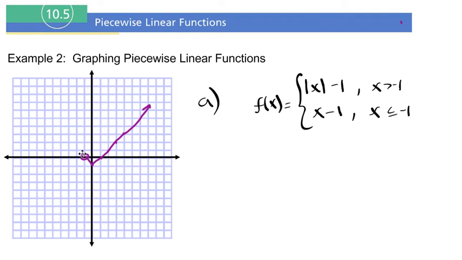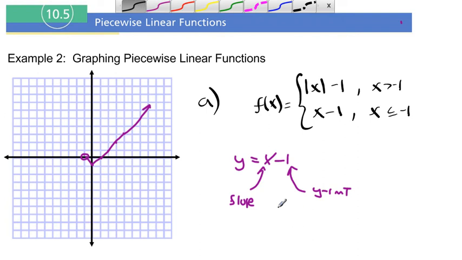Now, we need to graph the line x minus 1, where x is less than or equal to negative 1. Okay, so let's graph this. If you remember, when we graph lines like x minus 1, this negative 1 right here is the y-intercept, and the number in front of the x is called our slope. So the y-intercept is negative 1, so I'm going to put a dot right here at negative 1.